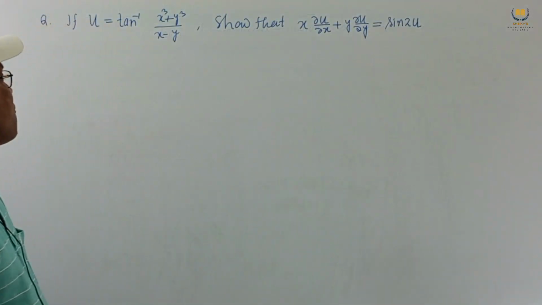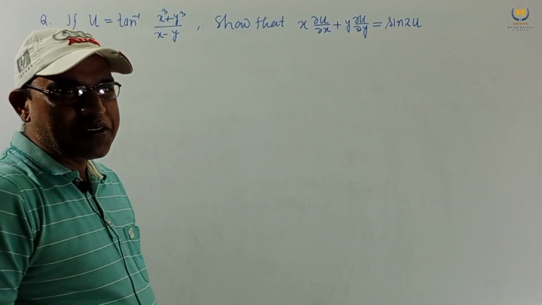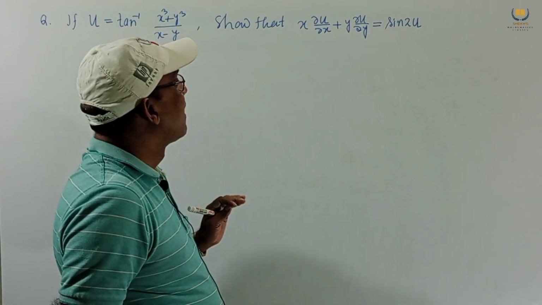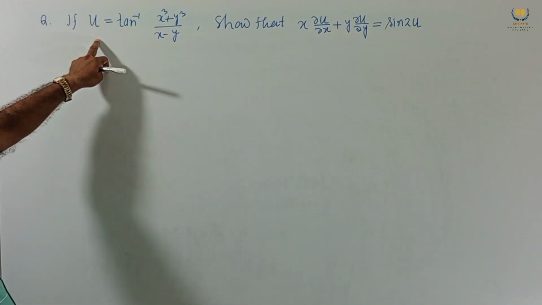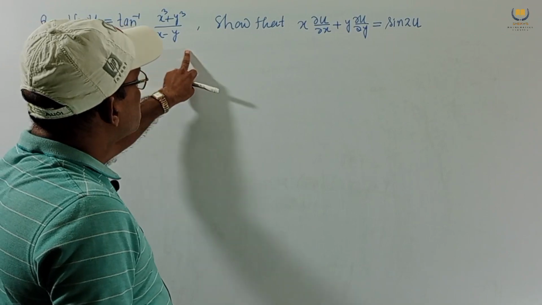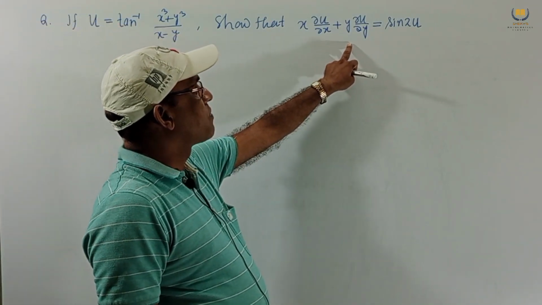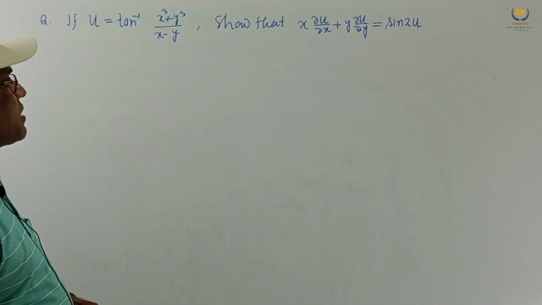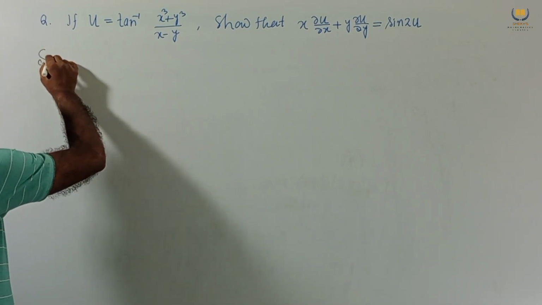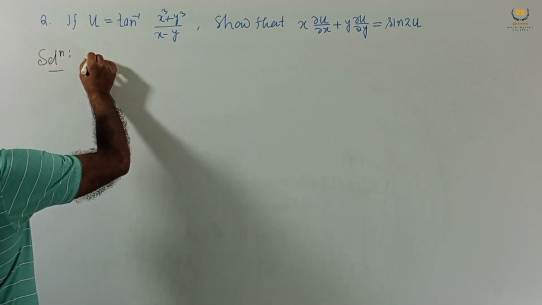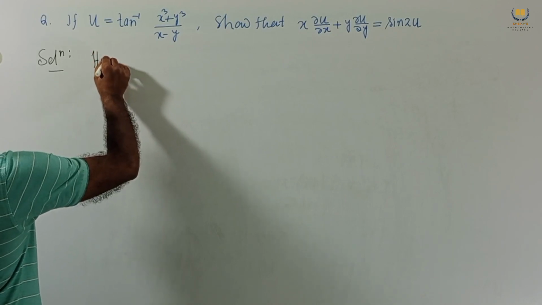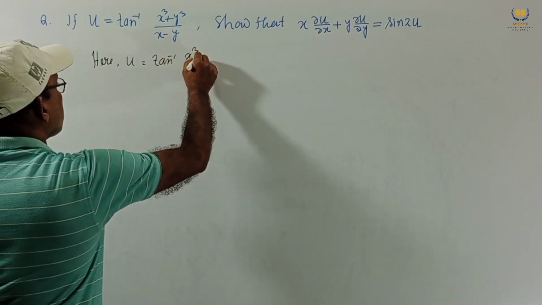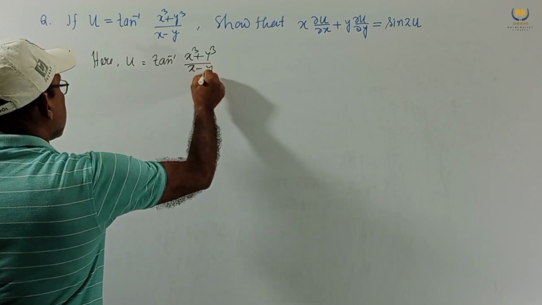We consider one simple problem, a very easy problem, a very interesting problem, whether you believe it or not, but this is easy. If u equals tan inverse of (x³ plus y³) by (x minus y), show that x del u del x plus y del u del y equals sine twice u. We have to show this. So we want to solve this problem by using Euler's theorem. Here u is given as tan inverse of (x³ plus y³) by (x minus y).